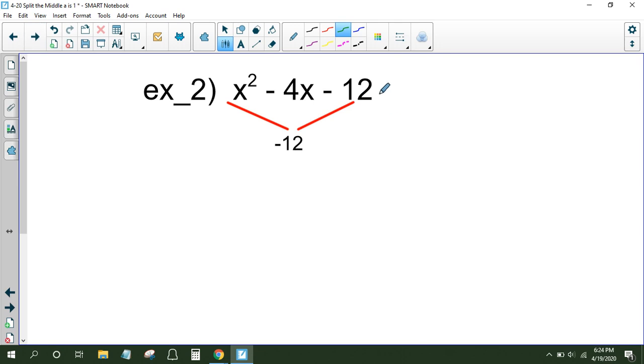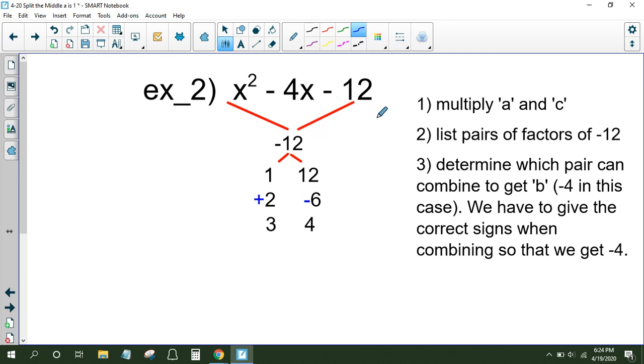Okay, example number 2. We have x squared minus 4x minus 12. Step number 1 said that we had to multiply the a and the c values. Our a value is 1, so 1 times negative 12 gives us negative 12 here. So that was step 1.